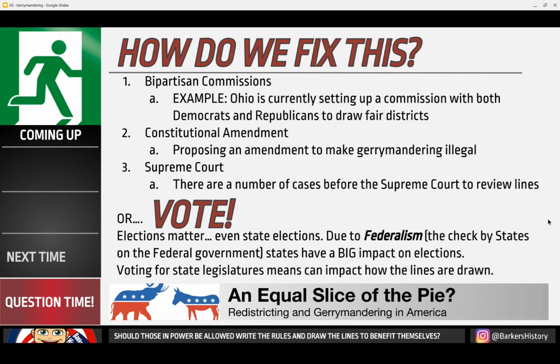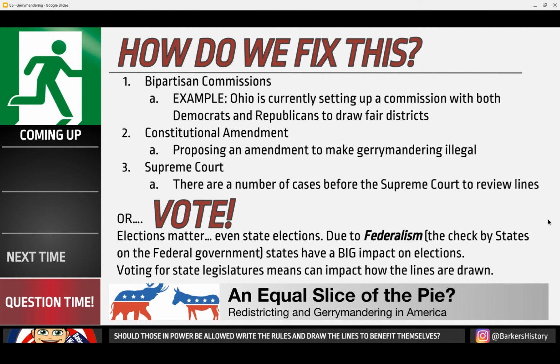There is the issue of federalism that we've talked about already, and that federalism, the way the states are organized, states get to run the elections. But if you have a federal constitutional amendment against gerrymandering, making it illegal, then it would force states to draw proportional districts correctly. Or the Supreme Court could be the third one.